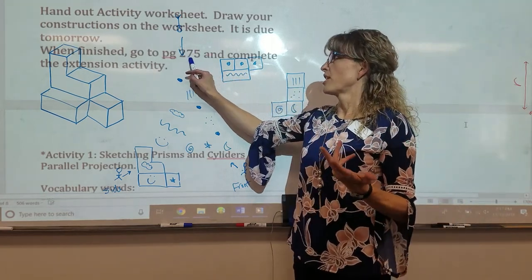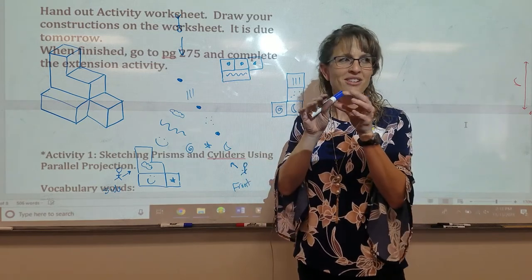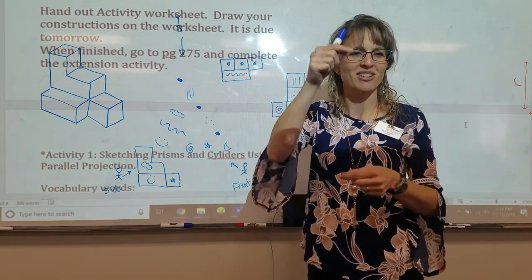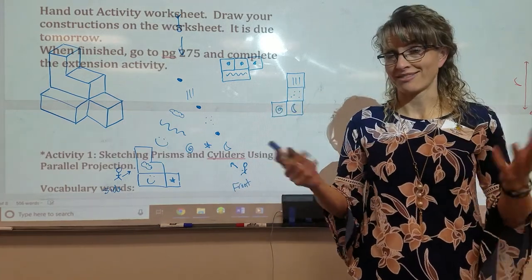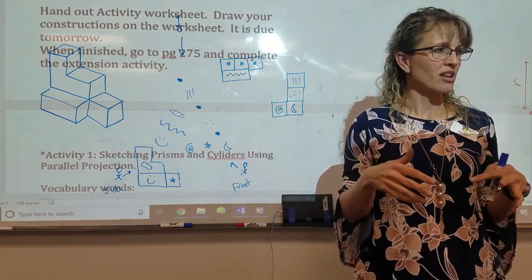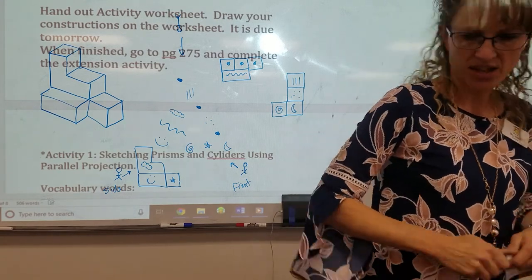You can turn to page 275, or I can just tell you right now, I'm going to give you some dice. You're going to build your own little city library, whatever shape you want. It could be a tower, it could be long, it could be L, whatever. And you're going to draw it. I don't have enough room on your worksheet to do that, so do it on a lined piece of paper, and it's part of your homework. So let's get this worksheet passed out.